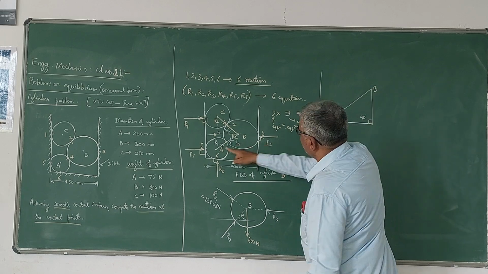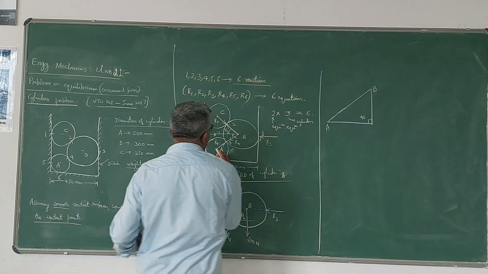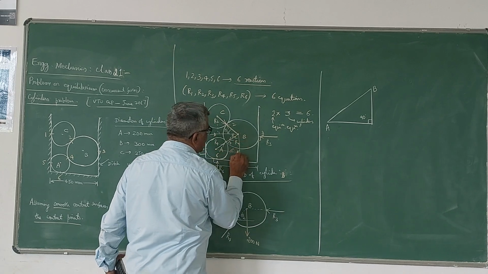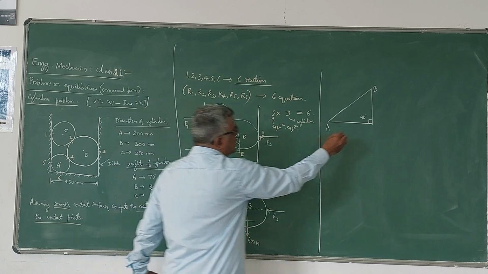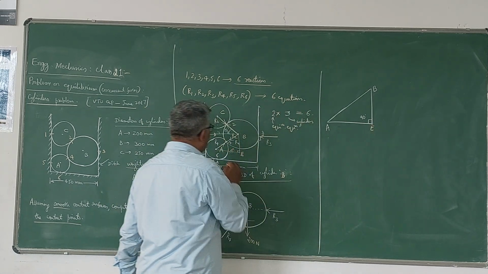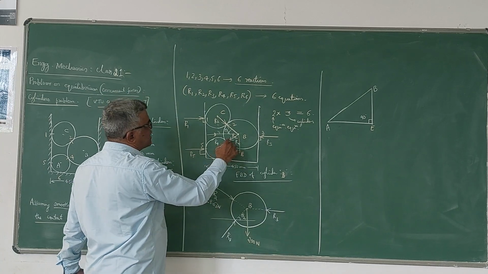You can see here this triangle. This triangle we have to take now. If you draw a right angle triangle like this, I will take this as E. If I take that as E, this becomes E. Now AB. What is the length of AB? This radius plus this radius.